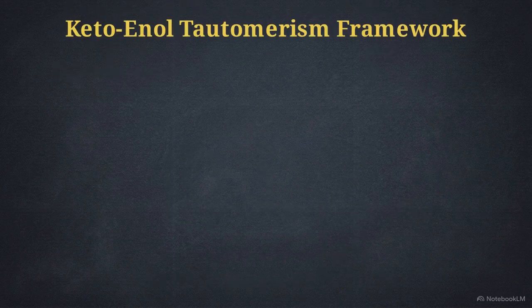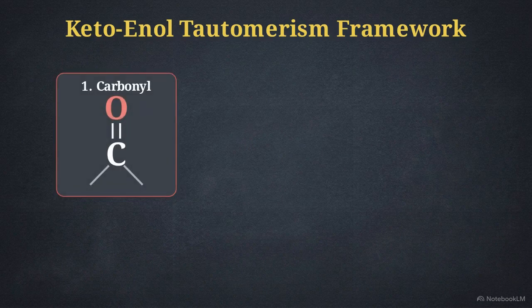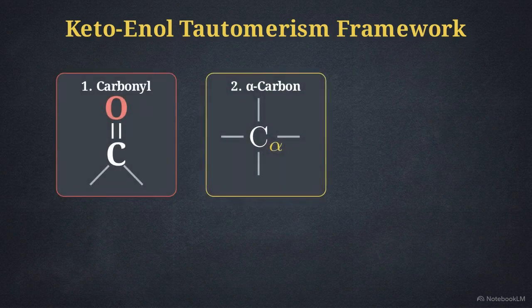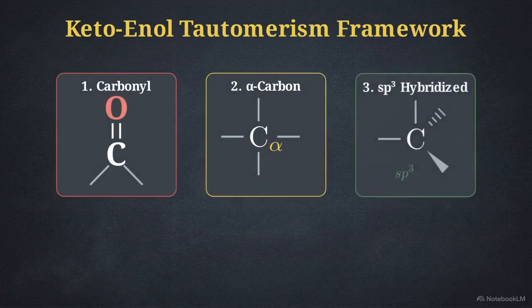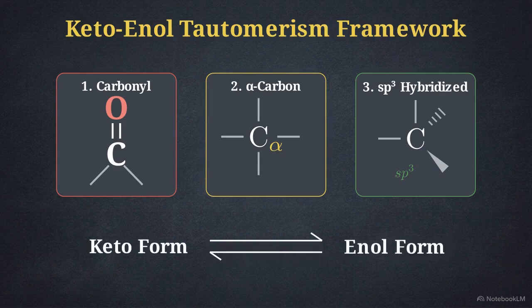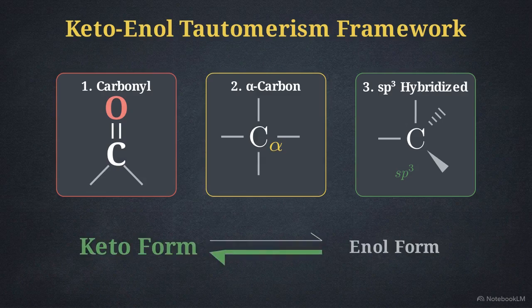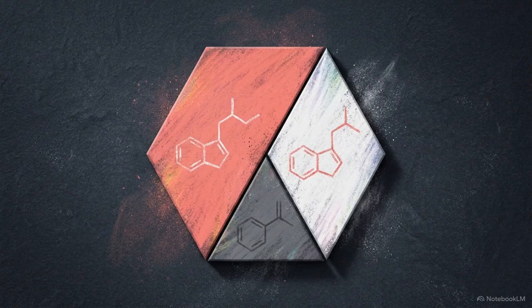This infographic summarizes the predictive framework. 1. Look for an aldehyde or ketone. 2. Locate the alpha carbon. And 3. Ensure it is sp3 hybridized. Notice the equilibrium arrows below the steps. Even though a valid molecule constantly shifts between these two forms, the keto form is almost always the chemically favored stable state. By verifying these 3 specific structural requirements, predicting keto-enol tautomerism is a reliable step-by-step logic puzzle.